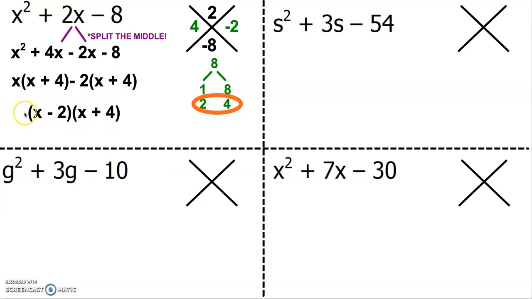Notice if I were to check my work and multiply these back, I would get x squared plus 2x minus 8. These other three problems are on your own.